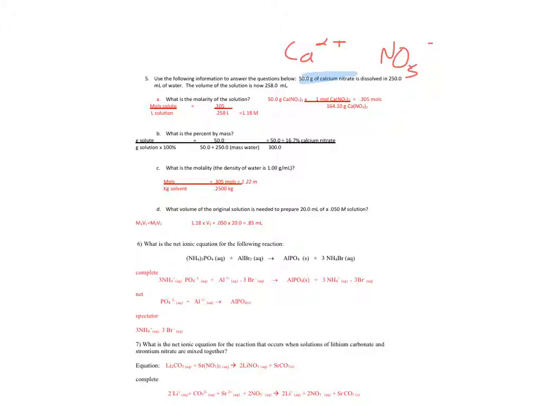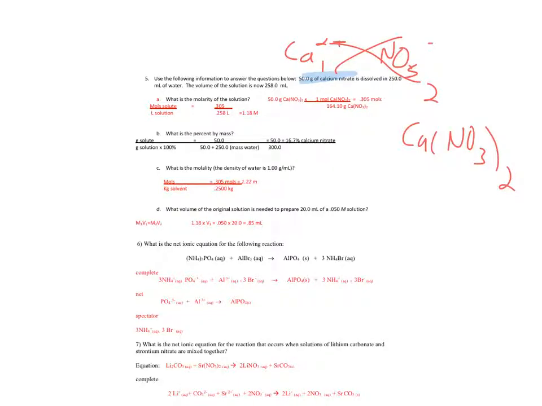So I need to crisscross those. So that 2 is going to come over here, and that's just a 1. So my formula is Ca(NO3)2. Now, unfortunately, if you didn't get that formula correct, that's going to throw everything else off, so you have to be careful for that.